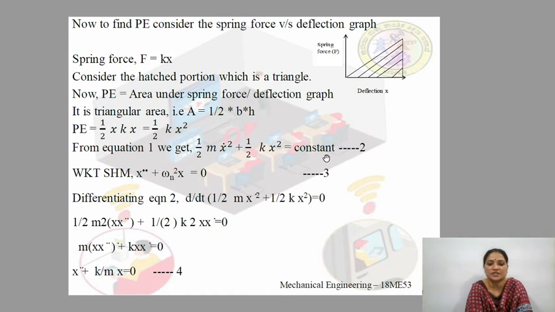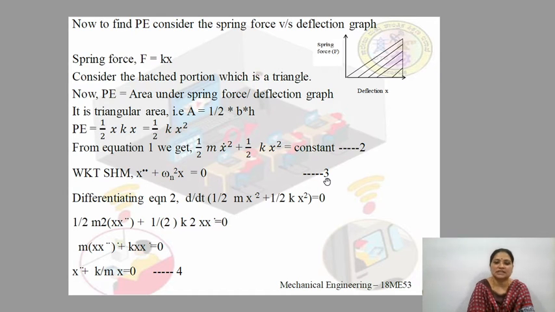So in equation 1, if we substitute the value of kinetic energy half m v square, that is half m x dot square, and potential energy half k x square, the equation is obtained in this fashion. Let us call this equation number 2. As discussed in D'Alembert's principle, we know that the equation for simple harmonic motion is x double dot plus omega n square x is equal to 0. Let me call this equation number 3.